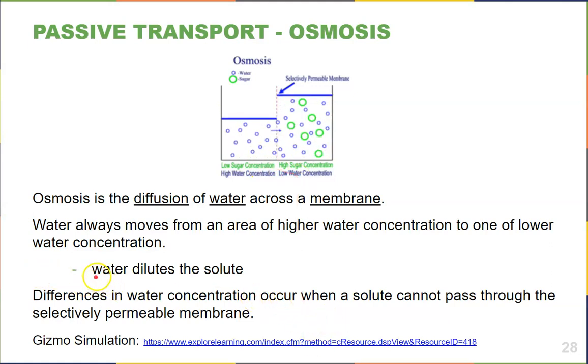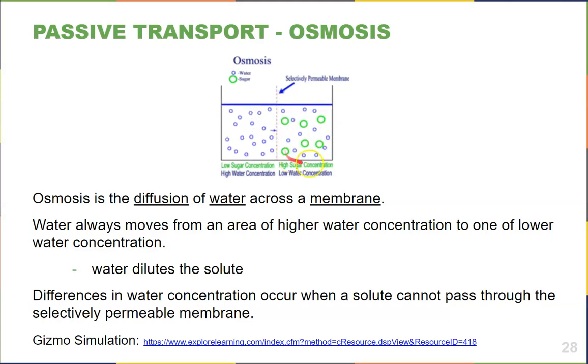So just keep in mind that water dilutes the solute. Really sugary on this side, there's no sugar on this side. Water is going to move towards the sugar to dilute it. In other terms, water is going to move down the concentration gradient. Water is in high concentration here. Water is in low concentration here because of the sugar. So it's going to move down the concentration gradient.